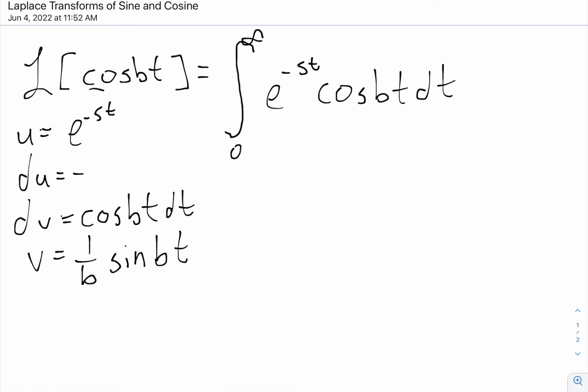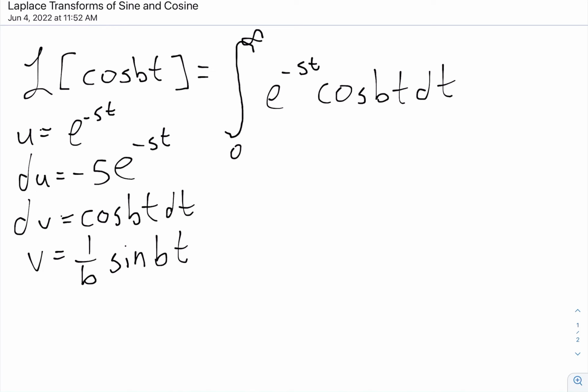So the derivative of e to the negative st, if we were taking the integral, it would be negative 1 over s times this. But if it's the derivative, it's just going to be e to the negative st times the derivative of negative st. So with the integral, it's times 1 over the derivative, but this time it's just times the derivative. So it's going to be negative s e to the negative st.